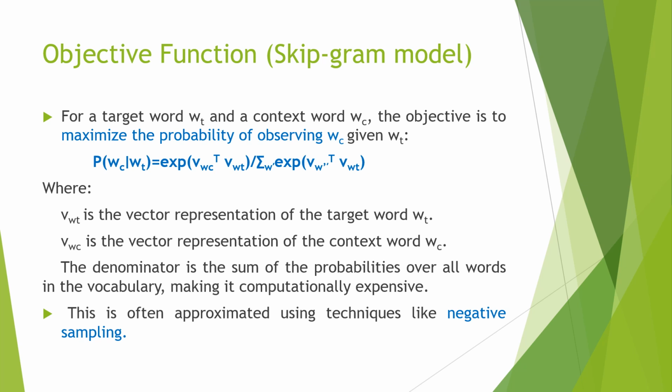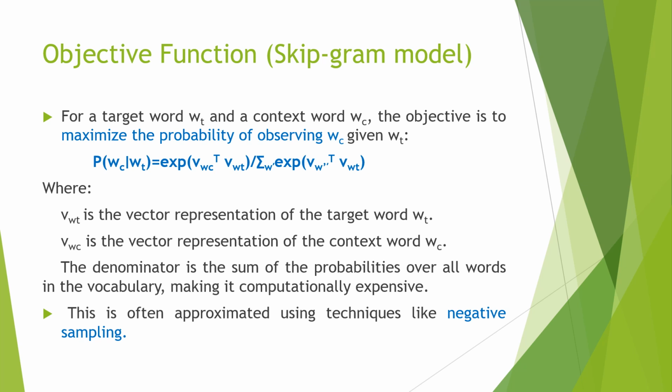Here we are taking the transpose of word vectors from the vocabulary set, and then the vector of the target word is taken. The dot product of these should be calculated, and we are getting probability values for all words in the vocabulary. So that's the denominator. This is computationally expensive.